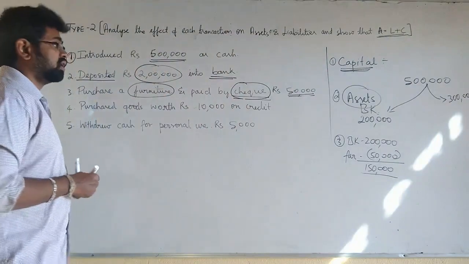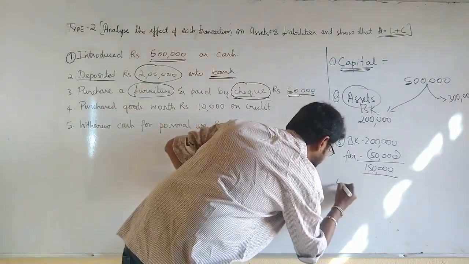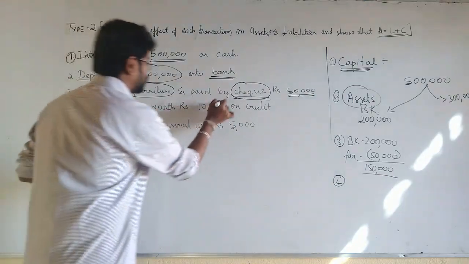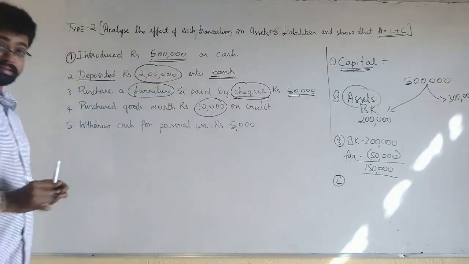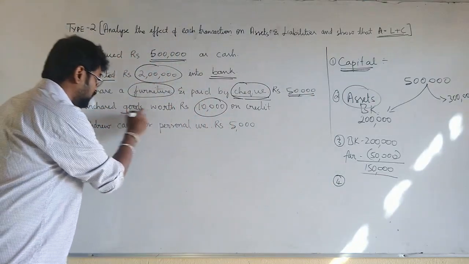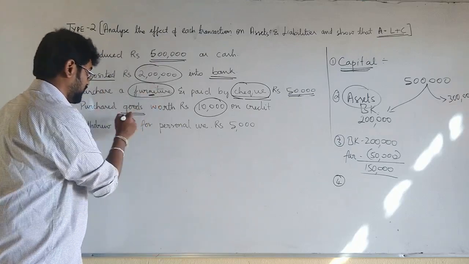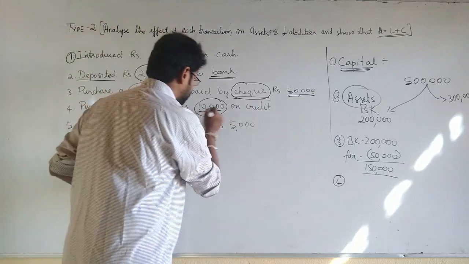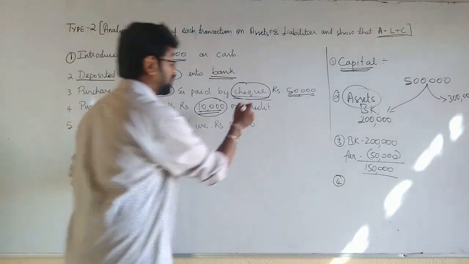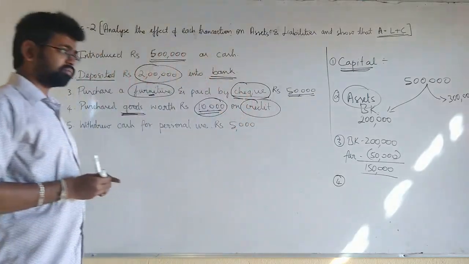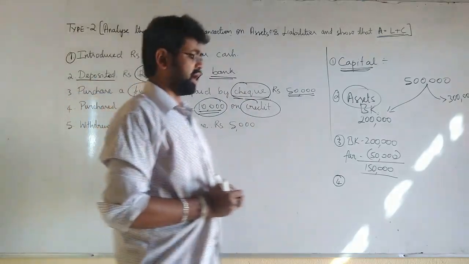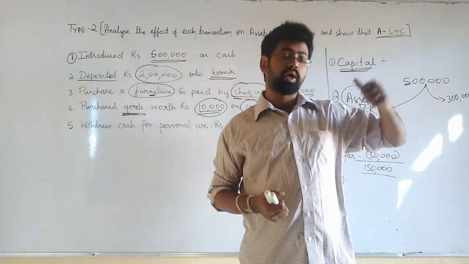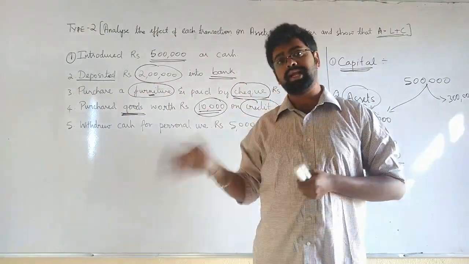So we will go to the analysis of the fourth transaction. So fourth transaction says purchase goods worth rupees 10,000. What is it? Purchase goods. ಇಲ್ಲಿ ಏನು ಪರ್ಚೇಸ್ ಮಾಡಿದ್ವಿ? ಫರ್ನಿಚರ್. ಇಲ್ಲಿ ಏನು ಪರ್ಚೇಸ್ ಮಾಡಿದ್ವಿ? Goods we are purchasing worth rupees 10,000 on what? Credit. Okay guys, I would want to tell you something. There are two types of transaction. One is the cash transaction, other one is the credit transaction.